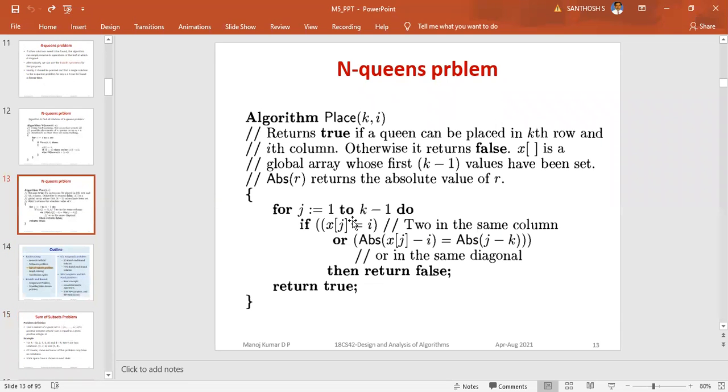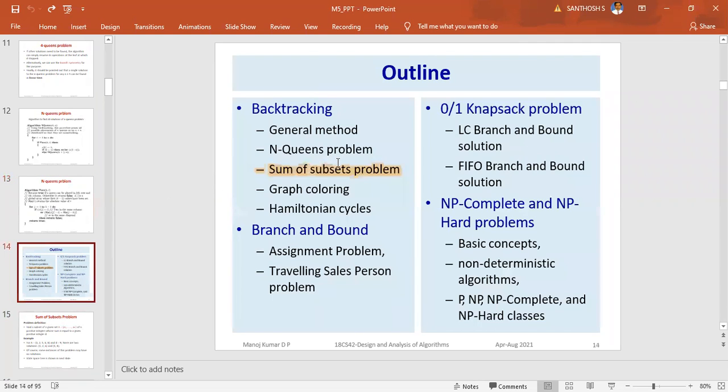So that is the problem, and you have to write that particular thing. Have you understood? I hope you have understood this concept. Now you come to the next upcoming topic. We have gone through the N Queens problem.